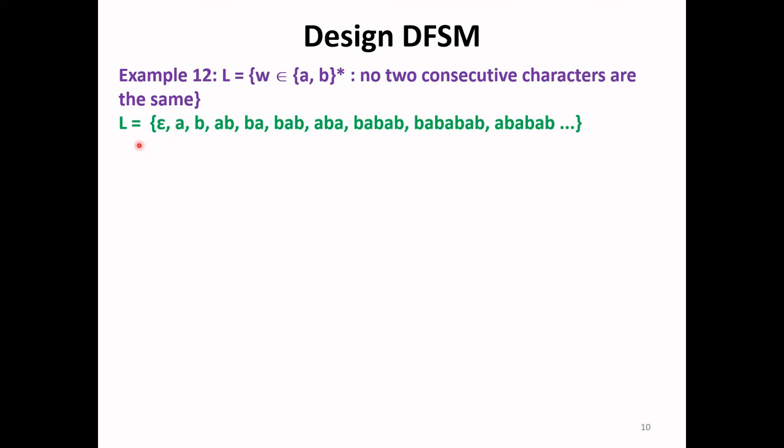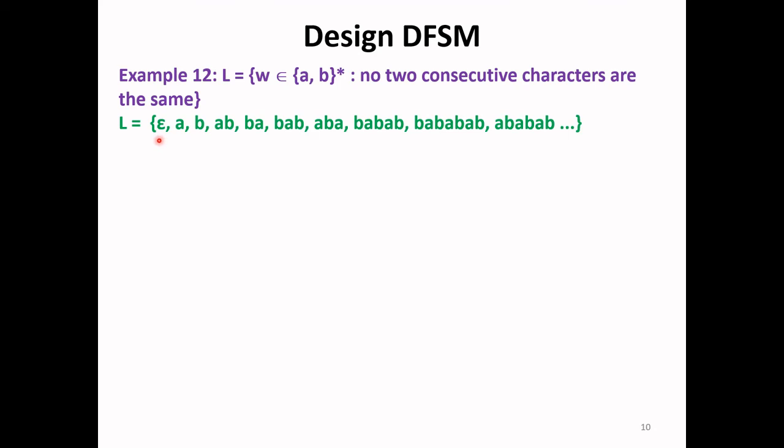So the possible strings in this language are epsilon, a single A, a B, AB, BA, and so on. The condition is that in these strings no two consecutive A's or no two consecutive B's can occur. So let's start designing the DFSM for this particular language.